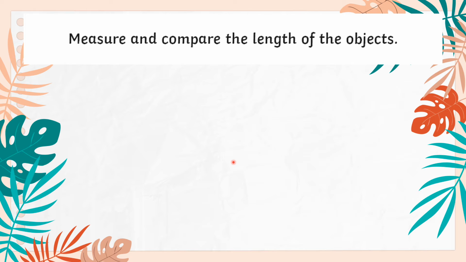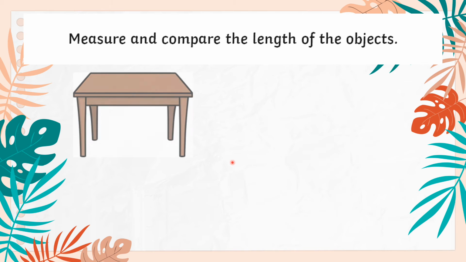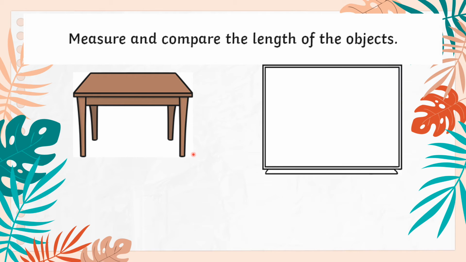Now measure and compare the length of the objects. Let's see which two objects we are comparing for the length. I see a table here, and we are comparing the length of a table with the whiteboard. And what are we using to compare their lengths?